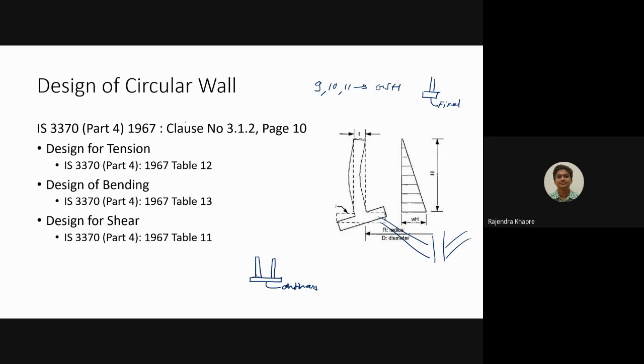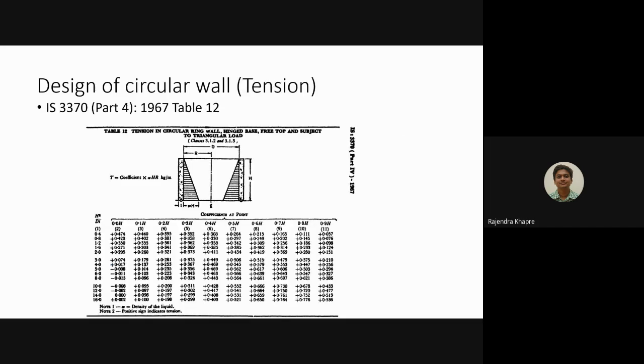With that possibility, we have to use table number 12. Table number 12 is going to give you the design coefficients for tension, table number 13 is going to give you design coefficients for bending, and table number 11 is going to give you the design coefficients for the shear, right? So we will see the design for tension now. I'm talking about only the tension part, right?